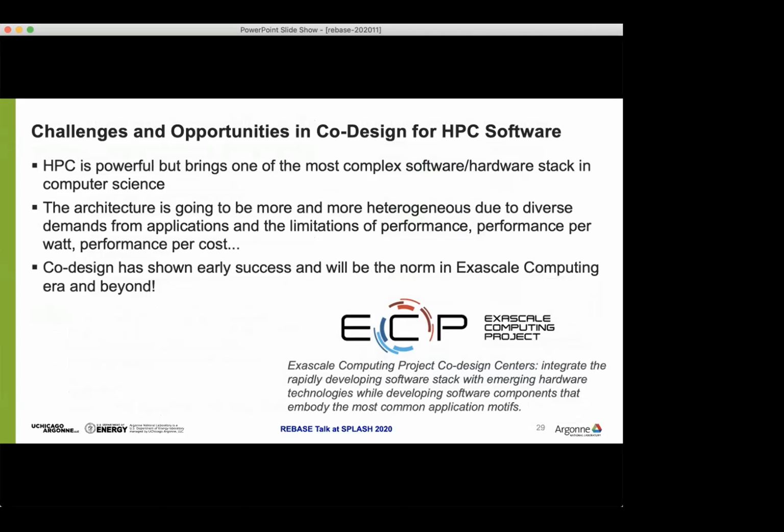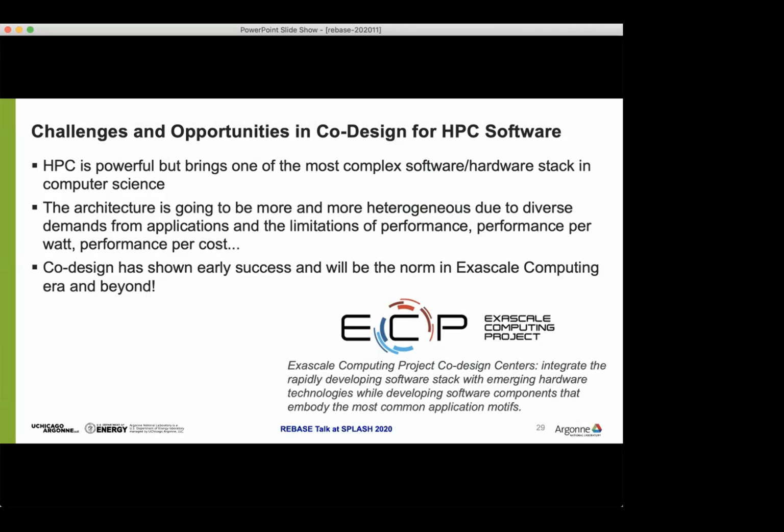HPC is powerful, but it brings so much complexity in software and hardware innovation, because we are trying to tackle the most complex problems in the world. We are trying to address the current physical limitations. The system is going to be more complex and more heterogeneous. So we need to figure out a way, basically a co-design approach, to address the continued performance improvement delivered in software.